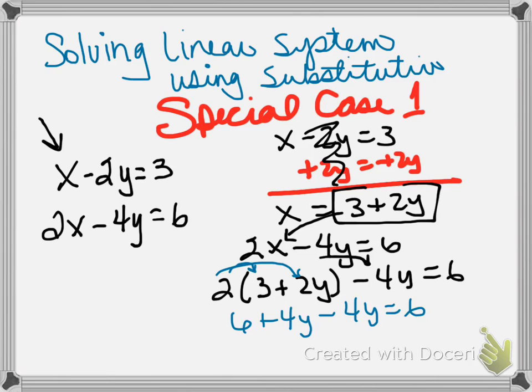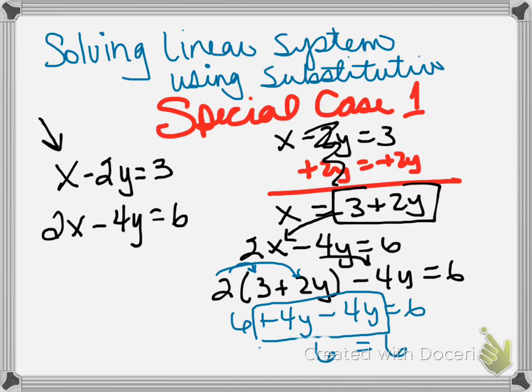Now if you notice this right here, one's a plus 4y and the other's a minus 4y. Well, that equals 0. So we have 6 plus 0 equals 6. And 6 plus 0 really is 6. So 6 equals 6 is what we came up with. We have no more variables, and because of this, this is a special case.